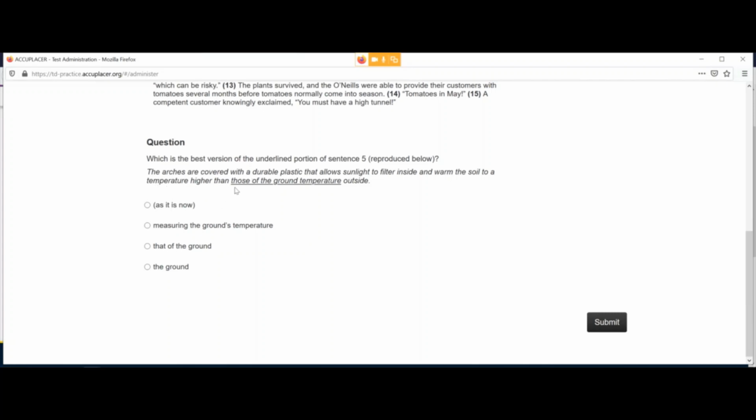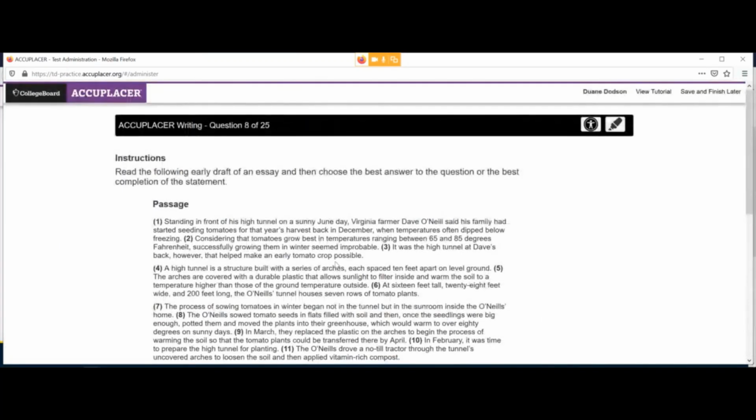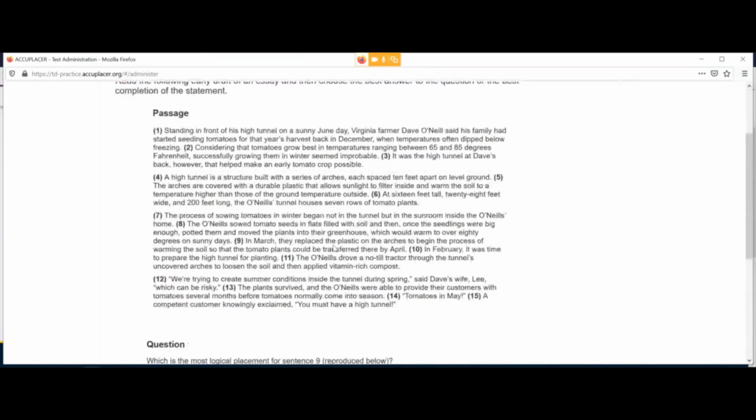And what I'm saying here essentially is that since this word is supposed to refer to this word, and this word is temperature and not temperatures, since it is singular, what you're going to need to do is change this to the singular demonstrative pronoun, which is that, okay? So you would simply replace this to read, the arches are covered with a durable plastic that allows sun to filter inside and warm the soil to a temperature higher than that of the ground temperature outside. We click submit, we click confirm, and we are correct. Move on to next. Almost finished there, hang in there, okay?